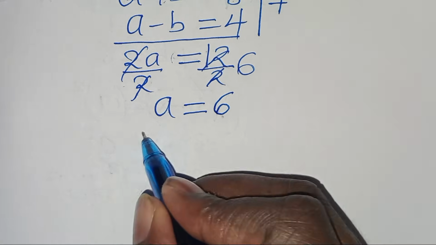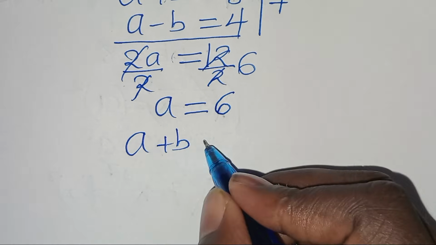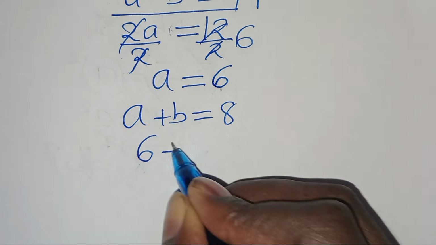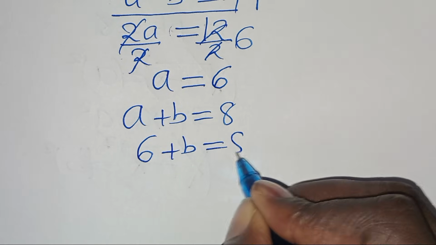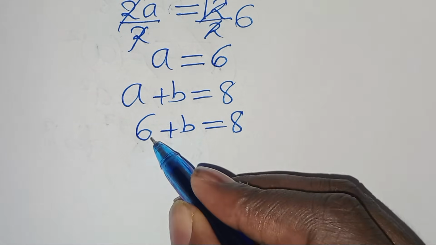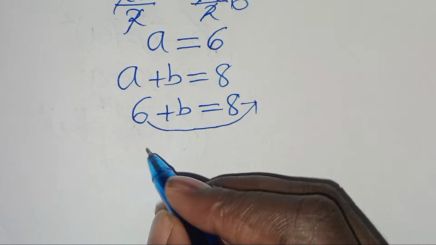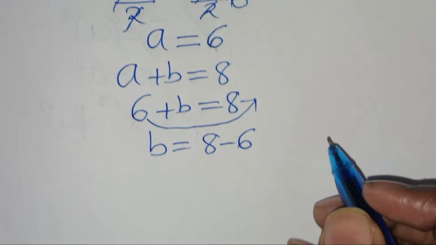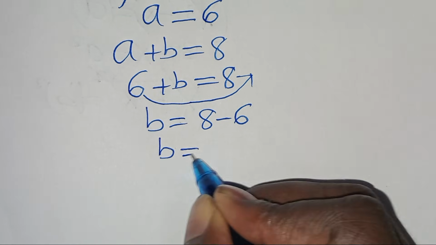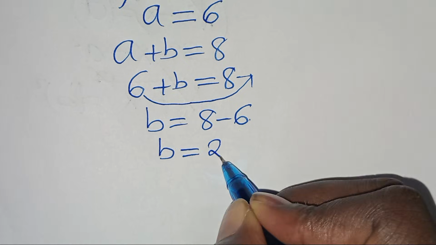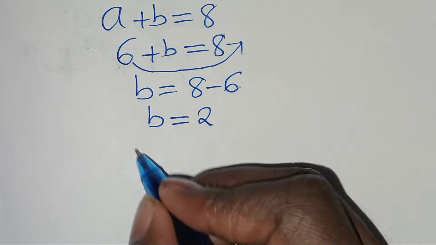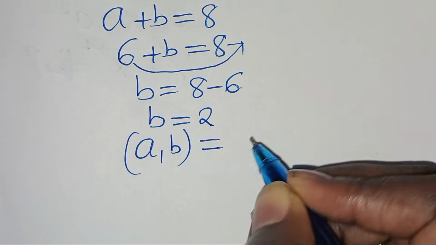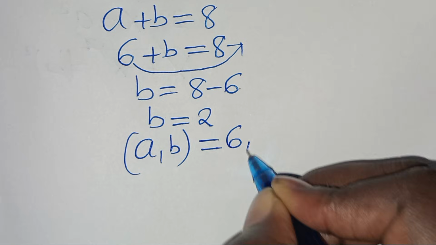Now we can solve for b. Remember, a plus b is equal to 8. So we have a is equal to 6, plus b is equal to 8. So let's take 6 to the right hand side so that we have b is equal to 8 minus 6, which is 2. So we have that a comma b is equal to 6 comma 2.